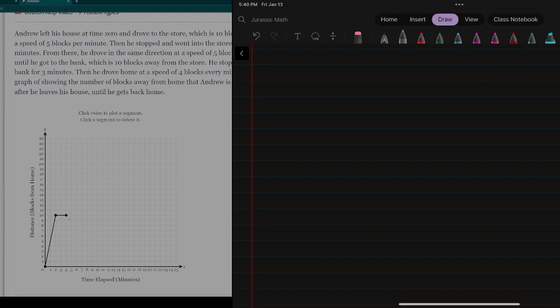So once again, he went another 10 blocks in 2 minutes. We go over 2 minutes and we go up 10 more, which is at 20. He stopped at the bank for 3 minutes, so that means we just click 1, 2, 3 minutes. Then he drove home at a speed of 4 blocks every minute. So now we need to go down 1, 2, 3, 4 over 1 for every 1 minute.